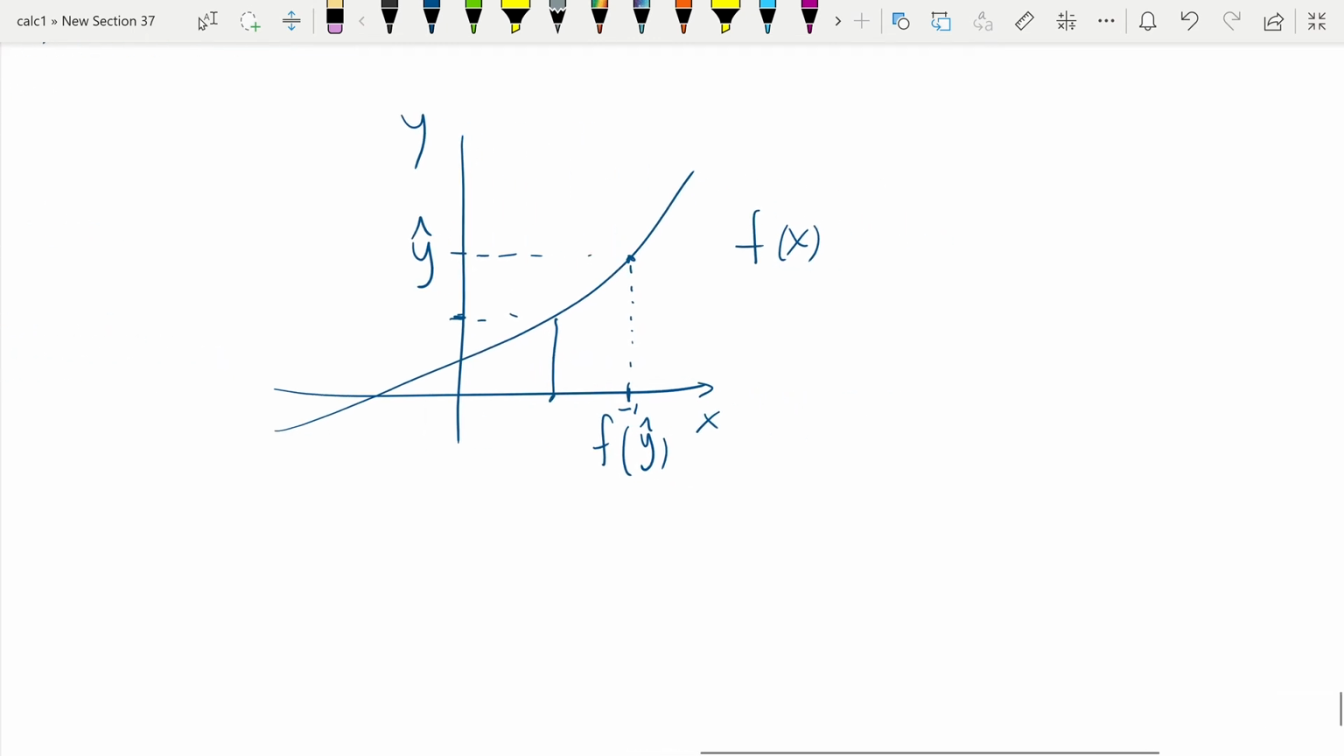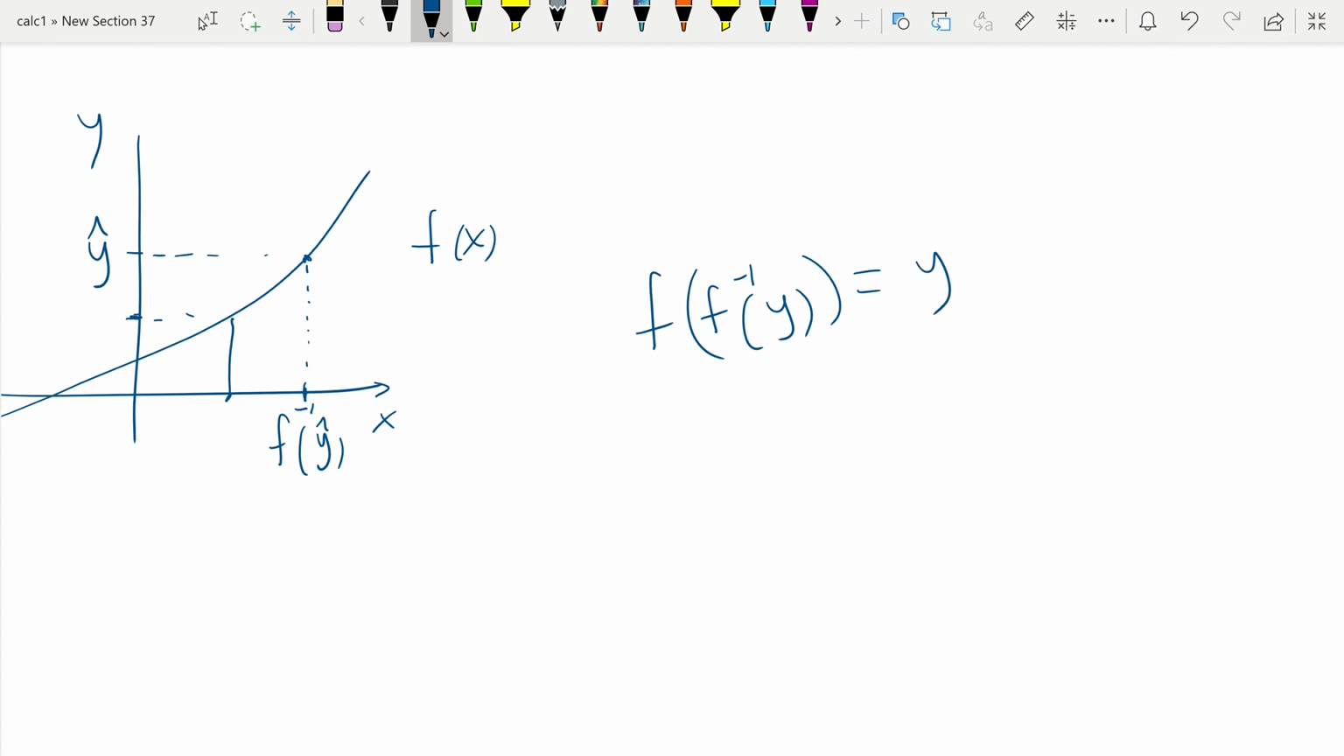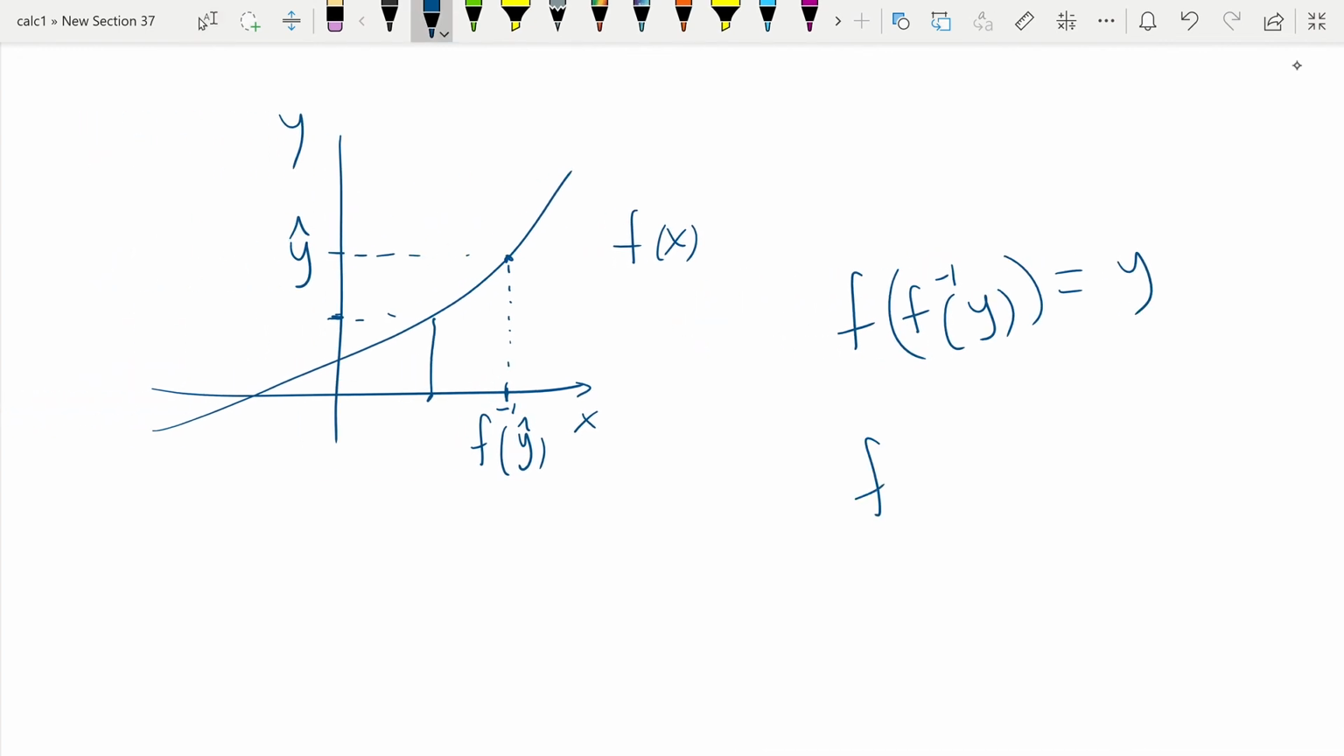So if you look at this process and you see what is f of f inverse of y, so if you start from, say, y hat, you go down, so that's computing f inverse of y hat. But then if you apply f again, you go back up here and end up where you started, so y. And the same thing holds for f inverse of f of x. So f of x is something like this.